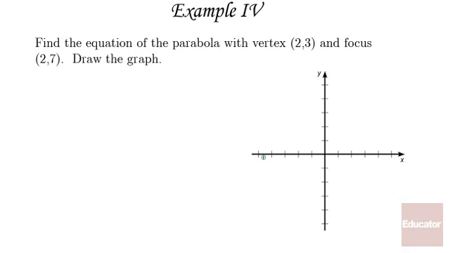Find the equation of the parabola with a vertex of (2, 3) and focus at (2, 7). Draw the graph. So this is a very challenging problem. We're not given an equation. We actually have to find the equation based on some key points that were given.